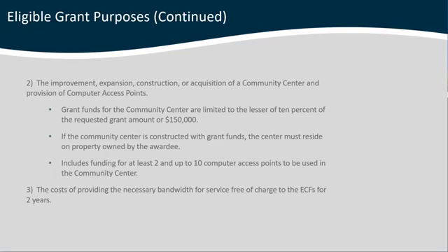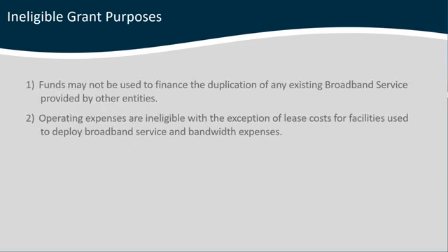Category number 3 is the cost of providing the necessary bandwidth for service free of charge to the ECFs for 2 years. In terms of ineligible purposes, funds may not be used to finance the duplication of any existing broadband service provided by other entities, and operating expenses are ineligible with the exception of lease costs for facilities used to deploy broadband service and bandwidth expenses.